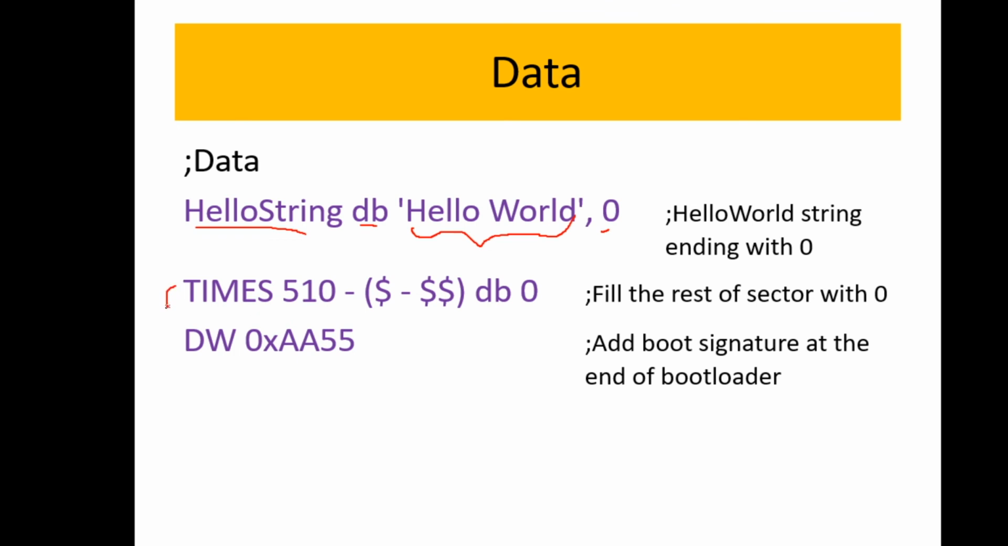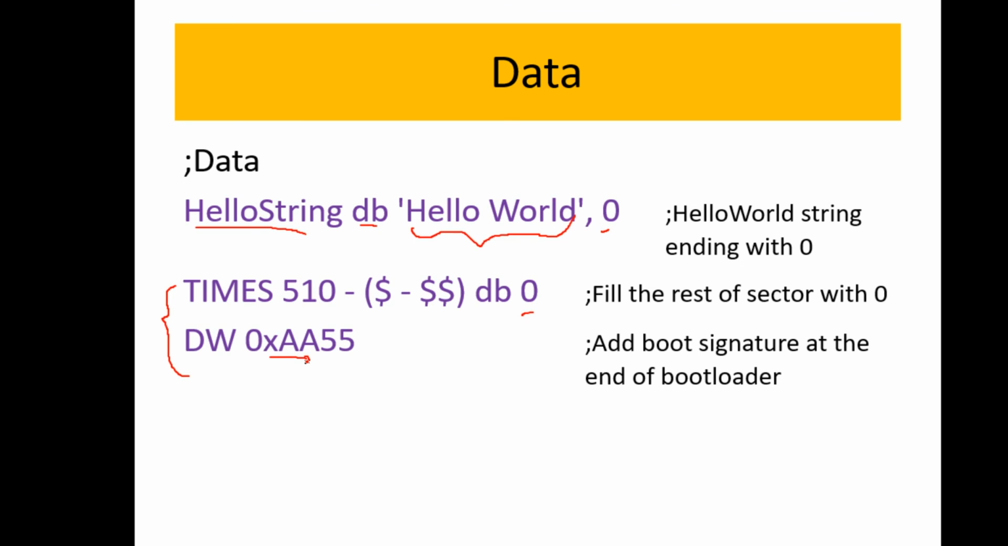The rest is the same as earlier. The start of the program is subtracted from the end of the program, and that many times the 0 byte will be appended, and this is the boot signature which is set in the last 2 bytes of your bootloader.